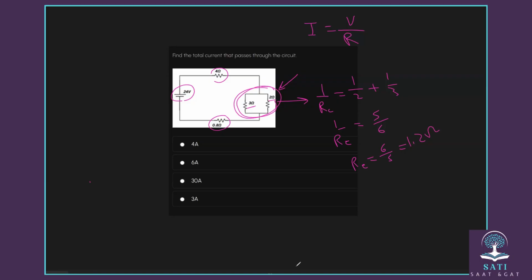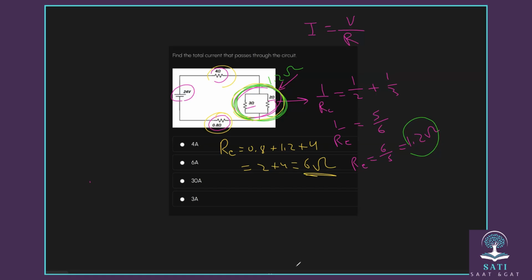Now, can I redraw this one? This 1.2 ohm represents the resistance here. So now I deal with this whole part as one resistance, that is 1.2 ohm. Now, how can I find the equivalent resistance? I add them, because now this part, this part, and this part become in series, so we add them. So the equivalent resistance is the first one 0.8, plus the second one 1.2, plus the third one, which is 4. That's 2 plus 4, which is 6 ohm. So this 6 ohm is the total resistance in the whole circuit.